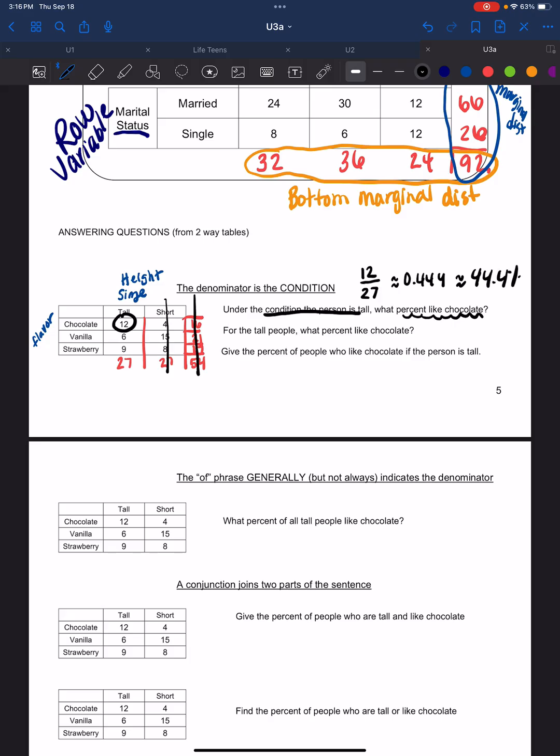So you'll see that the condition, if you have one, becomes the denominator in what you're looking at. So the condition is that they were tall. That can be reworded a couple of ways. Look at this. It says for the tall people. So that's the condition. It's just worded a different way. What percent of them liked chocolate? It says given the percent of people who like chocolate, or give the percent of people who like chocolate if they're tall. So you can kind of see those different ways that those conditions are all coming up in there. And they're all the same question.